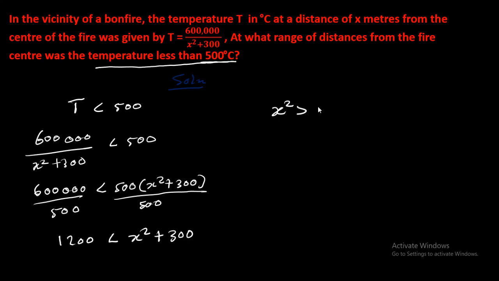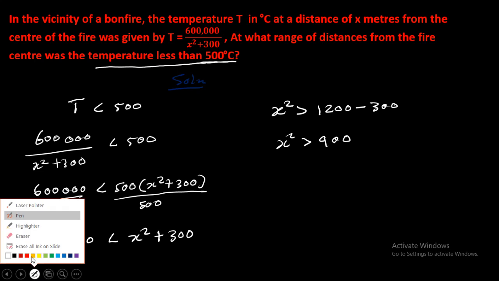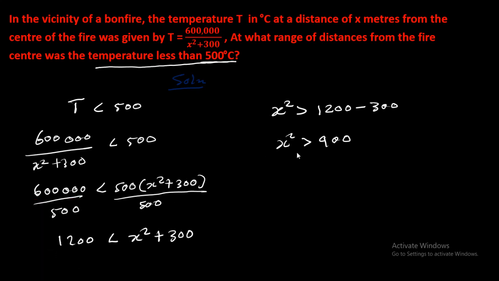When the 300 goes to the other side, you simply have x squared is greater than 1200 minus 300. So x squared is greater than 900. At this particular point, you can introduce the square root. The square root of x squared is greater than positive or negative square root of 900.